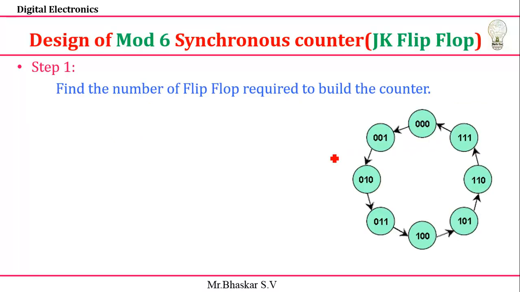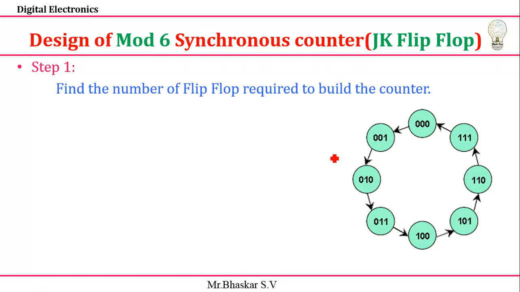First, we need to design here. I'm going to choose a mode 6 synchronous counter, and we are looking for JK flip-flops. If we're looking for a mode 6 counter, then how many variables are required? For example, 2 to the power of 0 is 1, 2 to the power of 1 is 2, 2 to the power of 2 is 4, and 2 to the power of 3 is 8. 2 to the power of 2 is not enough for 6, so I'll go for 2 to the power of 3, which means we need to consider at least a minimum of 3 bits.